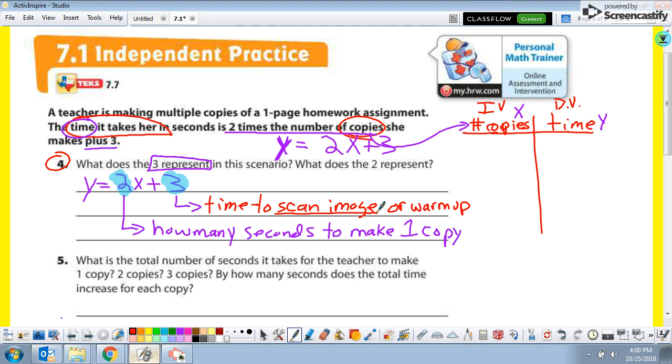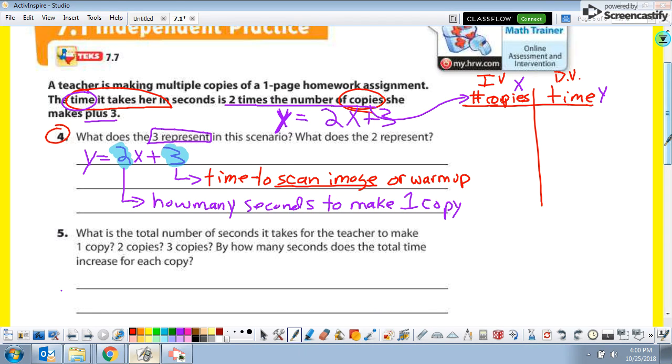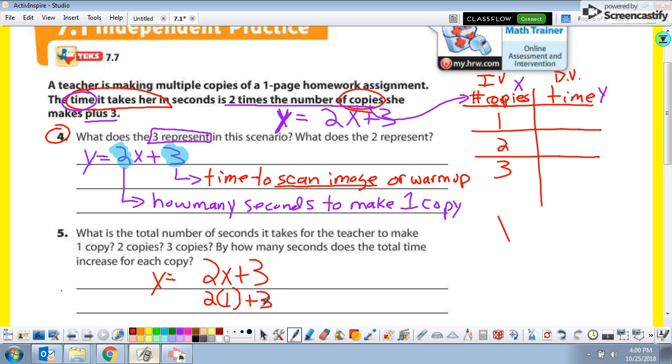All right, so on number 5, it says, what is the total number of seconds it takes for the teacher to make 1 copy, 2 copies, 3 copies, and so on? So what I want to do up here is put 1 copy, 2 copies, 3 copies, so we kind of made our table. For 1 copy, we would plug that into our equation, 2x plus 3, where y is total time. I would substitute 2 times 1 plus 3. 2 times 1 is 2, plus 3, we get 5. So we have 5 seconds.